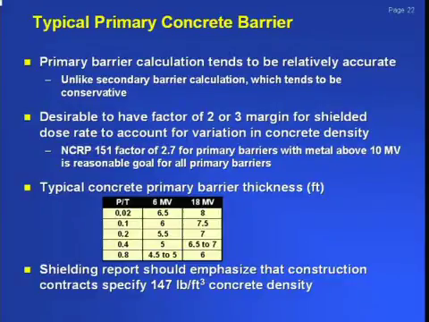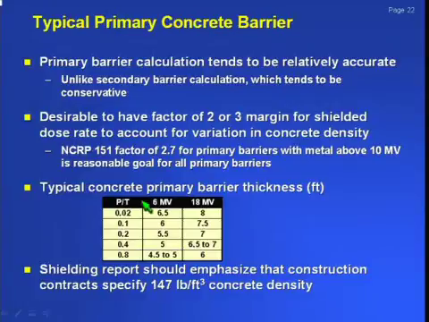That is up to the professional judgment of the physicist generating the report. If you're comfortable with less of a fudge factor, go ahead and shield it down. But the recommended value is to put that safety factor at 2.7 in there. Now, whether you use 2.5 or 3, that's fine, but put some fudge factor in there.